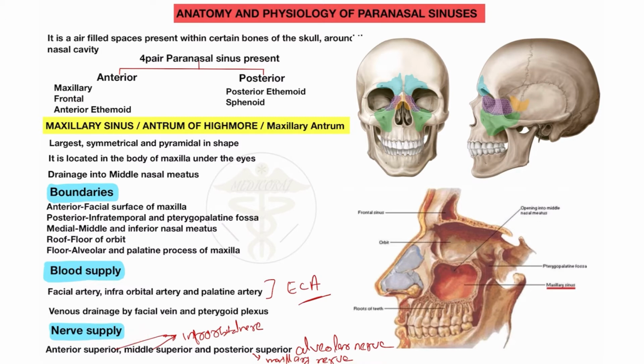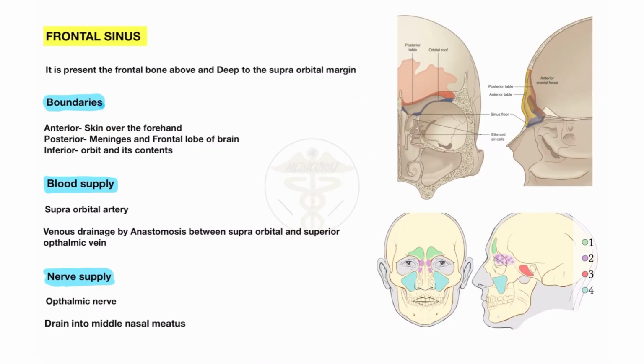So this is about the maxillary sinuses. The second sinus is the frontal sinus. The frontal sinus is present in the frontal bone, above and deep to the supraorbital margin. Here you will see this is the frontal bone, and this margin is called the supraorbital margin. So it lies above and deep to the supraorbital margin.